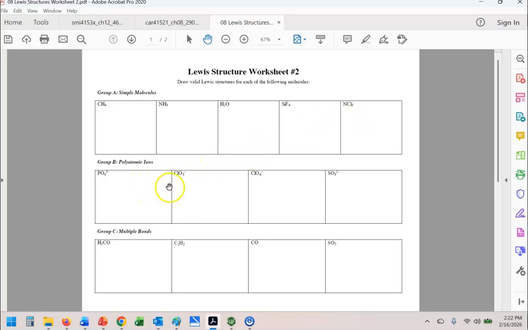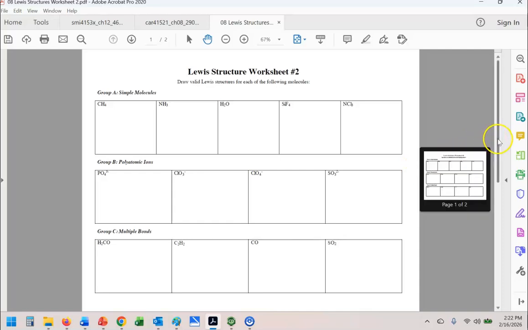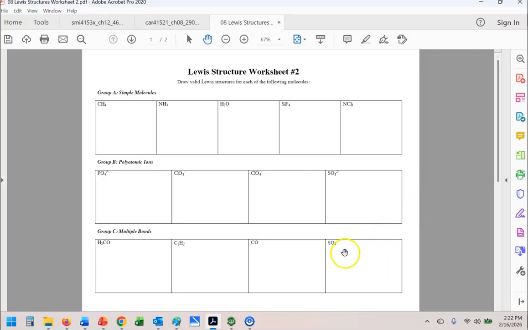Polyatomic ions follow the rules that we were just describing for drawing. In this case, you're going to be adding electrons to the count each time because these are all negative. These are all polyatomic anions. Multiple bonds. I'm going to give you just a little bit of guidance on multiple bonds. SO2 is easy. It's sulfur in the middle, separately bonded to 2 oxygens. Obviously, carbon monoxide, there's only one possibility, carbon bonded to oxygen.